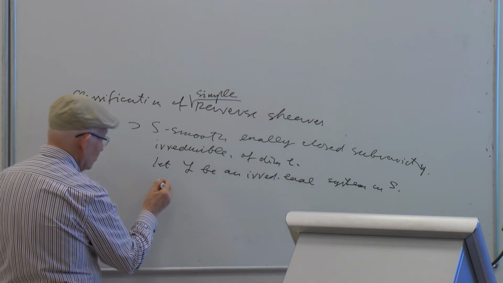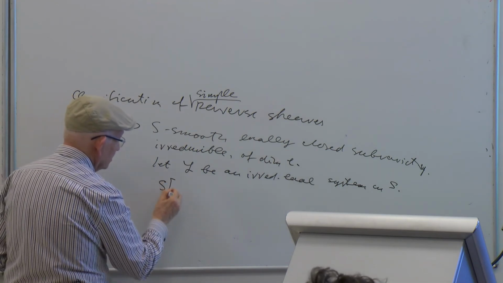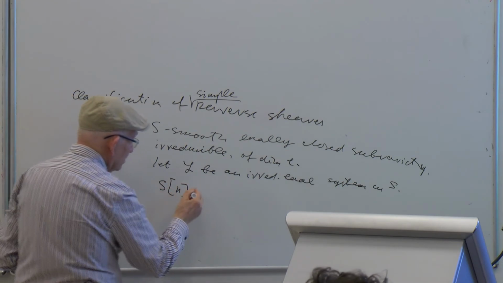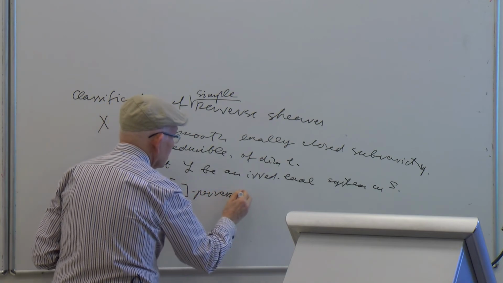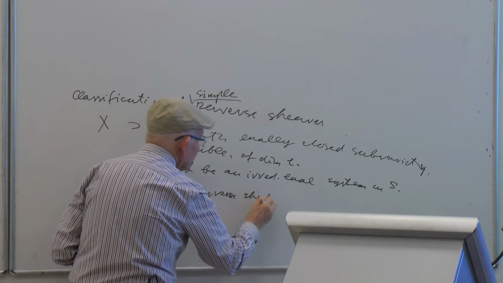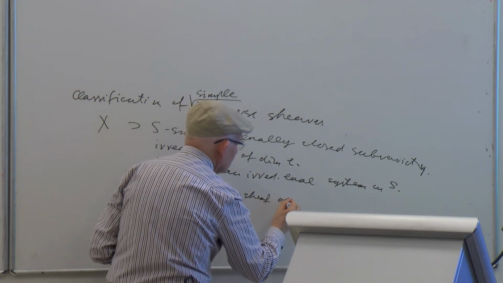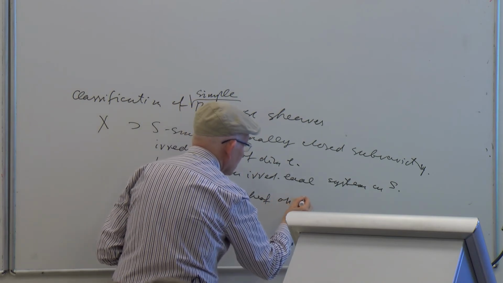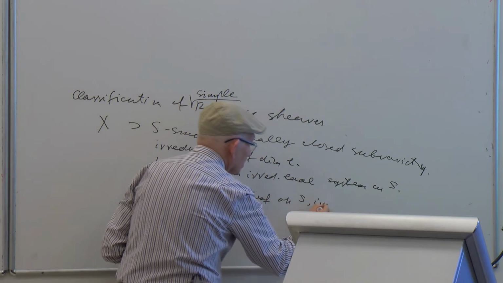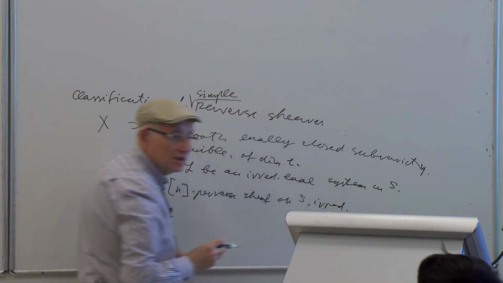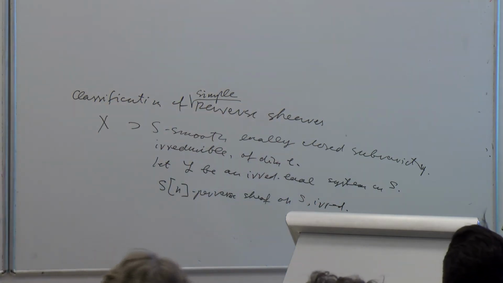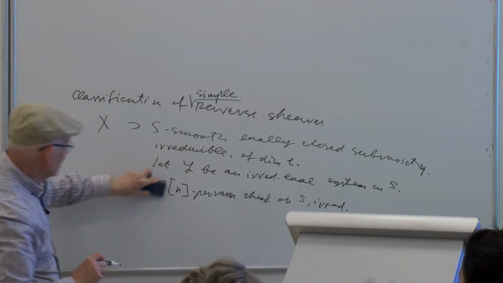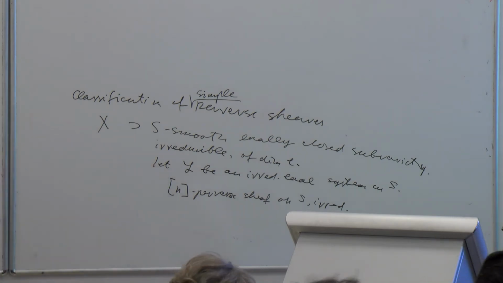So then what I can do, I can consider S shifted by N will be a perverse sheaf on S, irreducible. Yes. Okay. Let me write it here.